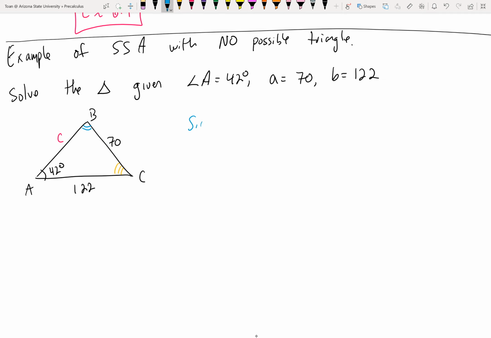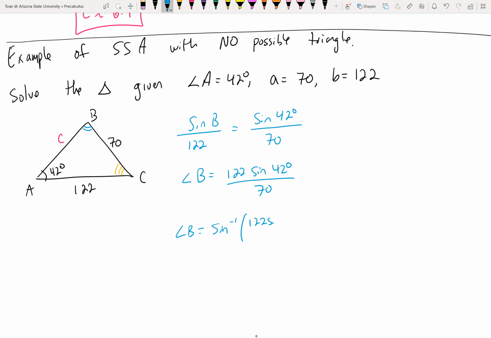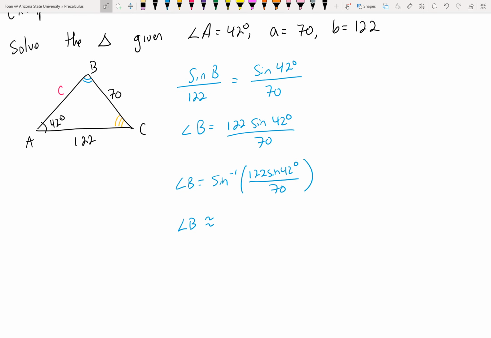So set it up. Sine of B over its opposite side is equal to sine of A over its opposite side. Then to solve for B, multiply by 122, sine of 42 degrees over 70, and angle B is the inverse sine of that. But here's the problem. If I were to take a calculator and try to put that in, it's going to give me an error.